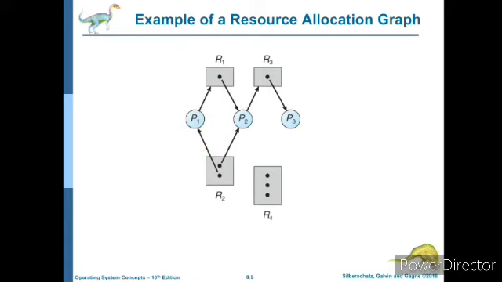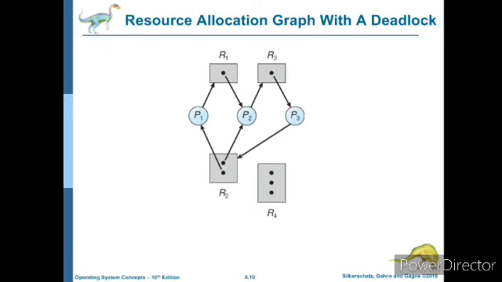Okay, next we'll see one example. If we take the edge from P3 to R2, when P3 is requesting the resource type R2, we'll see what happens. Now here, in the same example, we have taken one more edge, P3 to R2. So here there is a deadlock.